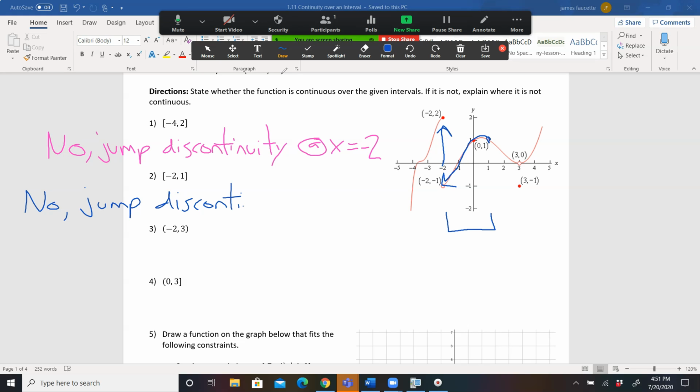Jump discontinuity at x equals -2. All right, our third interval, we pick up some parentheses. So this time we're going from -2 to 3, but we are not including -2 or 3, right? And that's good because we have discontinuities at both -2 and 3.